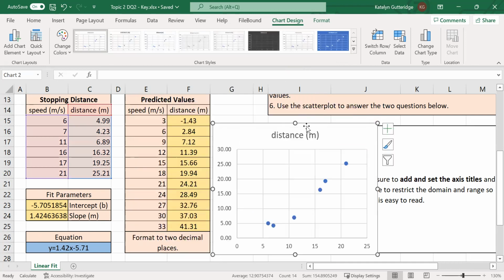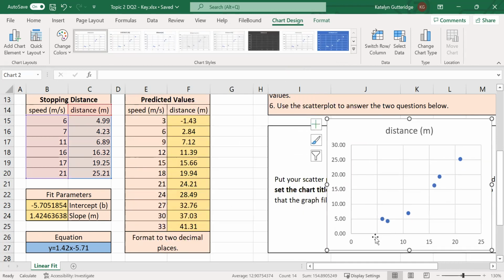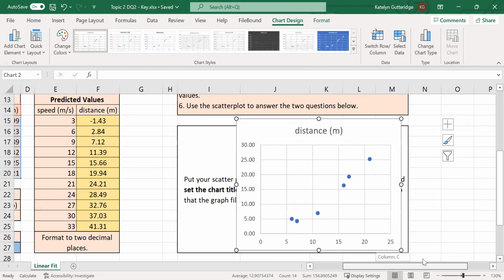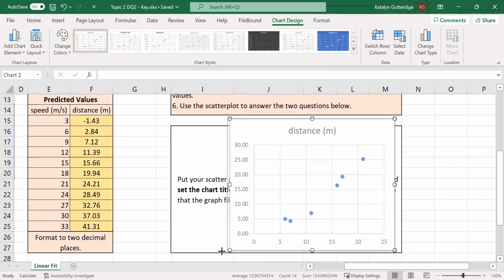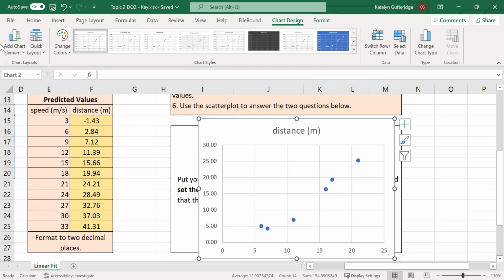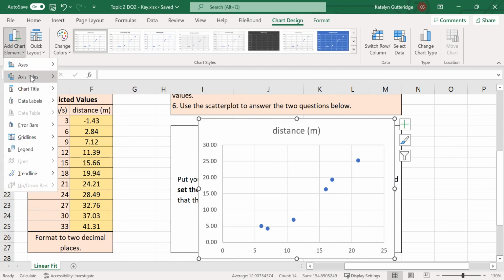I'm going to size it down a bit and move it to fit into this box. Make sure your chart has an appropriate title, and then make sure you add some labels. So I'm going to go ahead and do that with my chart using the add chart element. I'm going to add some axes labels and change up my title.